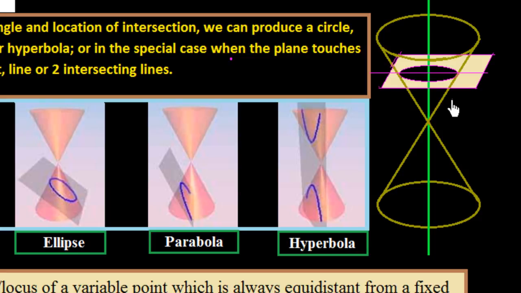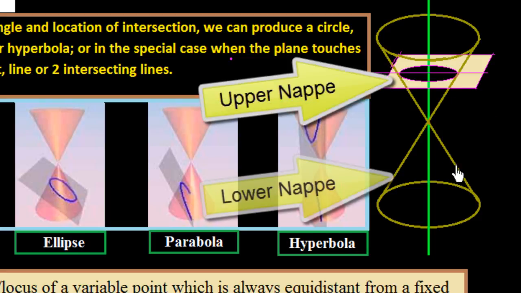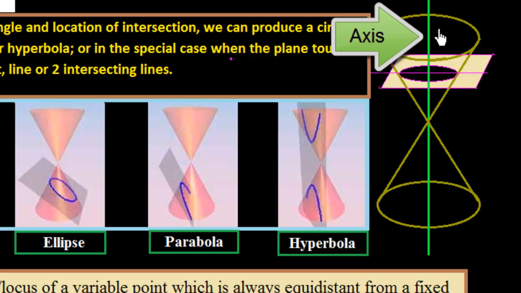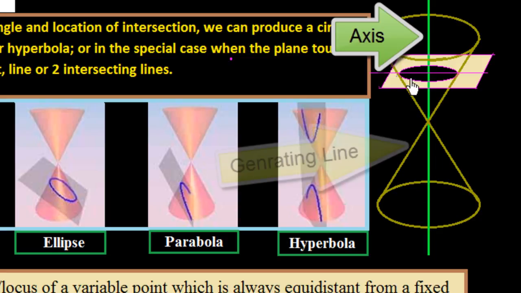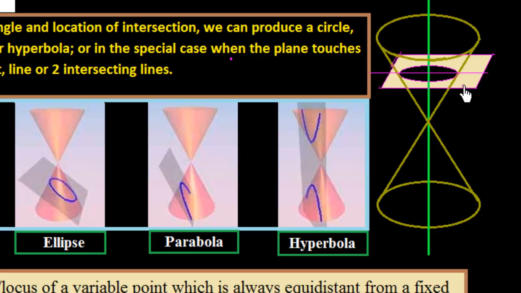The upper cone is called the upper nappe and the lower cone is called the lower nappe. Look at here, this green line is called the axis of this conic section, and this line is called the generating line. Here is a pen by which we are cutting this cone. The angle between axis and the generating line is called the semi-vertical angle of the cone. This is our semi-vertical angle. It is also denoted by alpha.